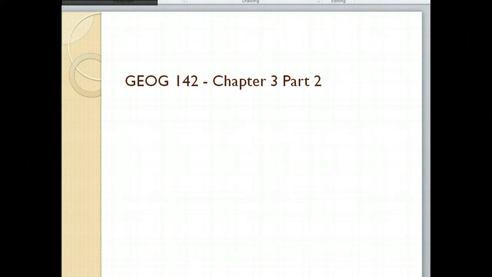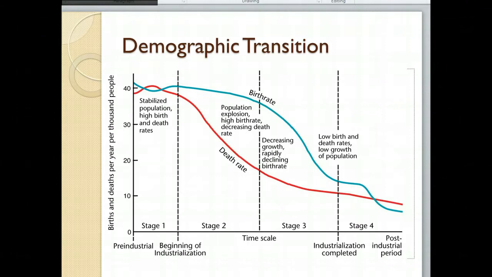Okay, Geography 142, Chapter 3, Part 2. The book talks about a theory of population distribution called the demographic transition model. This is a theoretical model that helps people understand how populations change, the total number of people over time, related to industrialization and some of the other demographics like birth rate and death rate. So I really want you to be able to explain the different stages of this model.